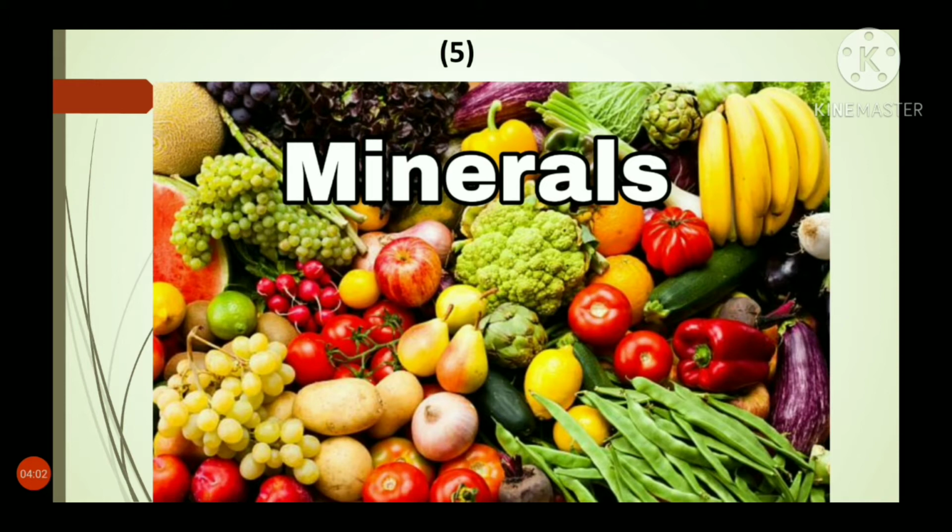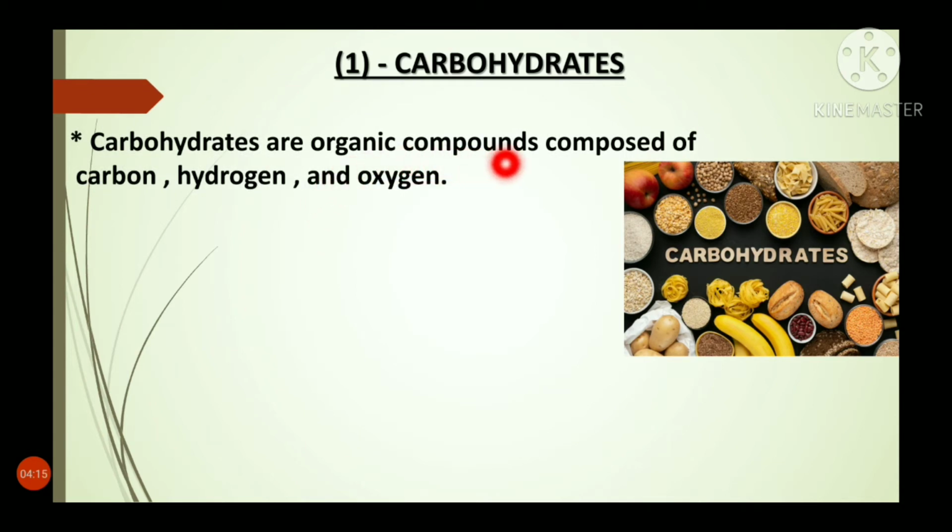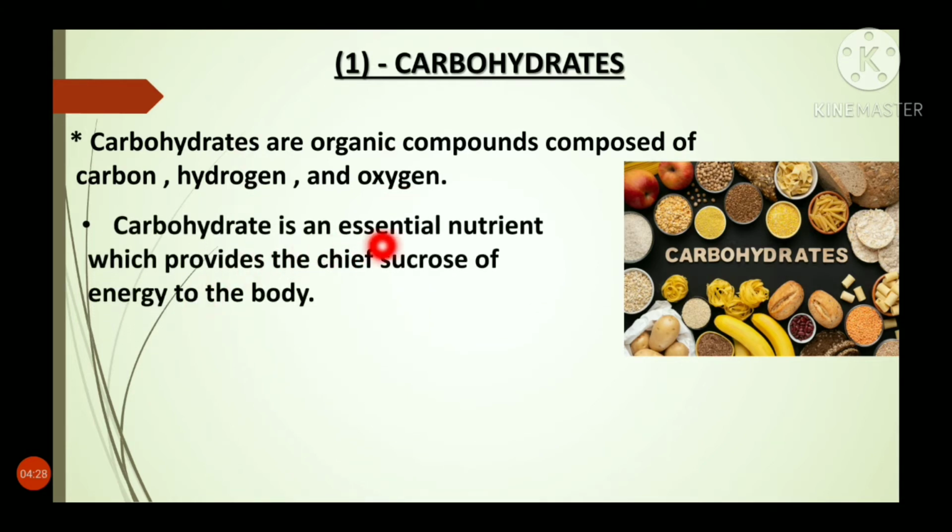First one is carbohydrates. Carbohydrates are organic compounds composed of carbon, hydrogen and oxygen. What are they composed of? Carbon, hydrogen and oxygen. Carbohydrate is an essential nutrient which provides the chief source of energy to the body.